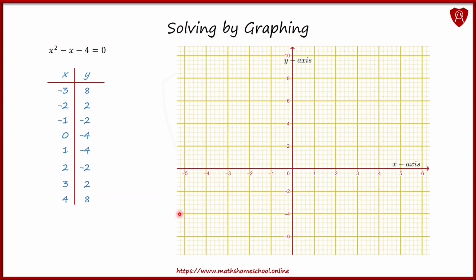Take the graph paper and mark out the scales with a suitable range of numbers to accommodate our points. Then plot each point. Negative 3, 8, negative 2, 2, negative 1, negative 2, 0, negative 4, 1, negative 4, 2, negative 2, 3, negative 2, 4, 8. Once you plot, do a quick check to be sure the points generally hint to a parabolic curve.